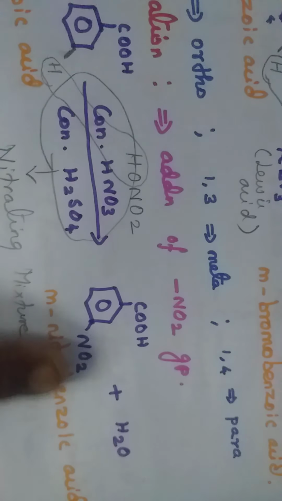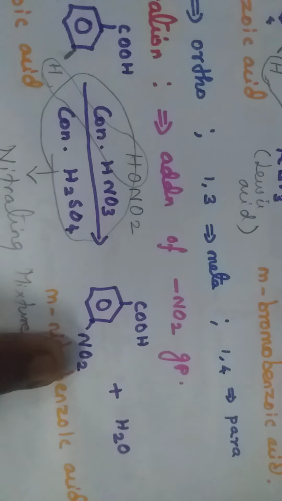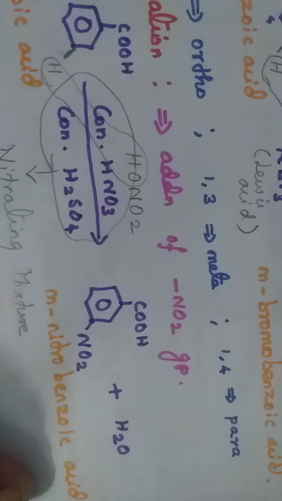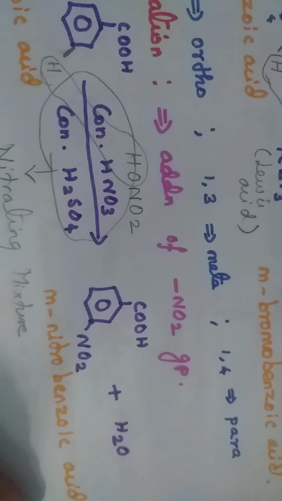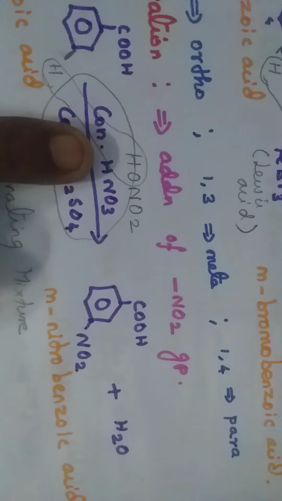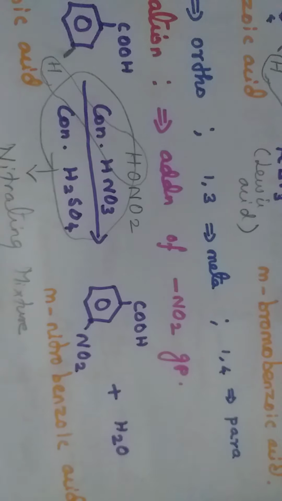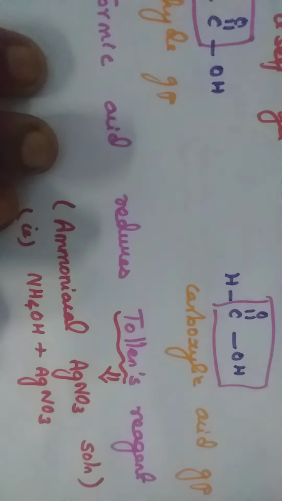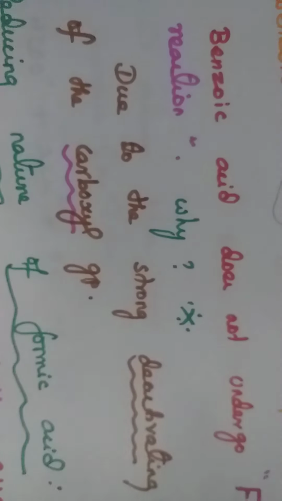So nitration means addition of NO2, in the meta position. So its name is meta-nitrobenzoic acid. Halogenation means addition of halogen in the presence of Lewis acid, and nitration is in the presence of nitrating mixture. In the presence of nitrating mixture, the NO2 group is added in the meta position.